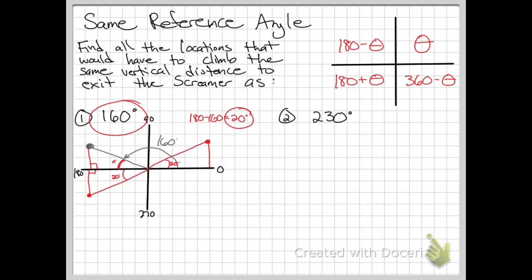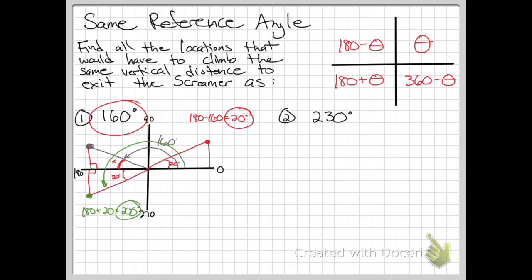From the beginning, past 160, past 180, this far, that would be a location on the circle that would have to climb the same distance to get off. So 180 plus 20 gives me 200 degrees. 200 degrees. That's the third spot on the circle that has to climb the same distance.